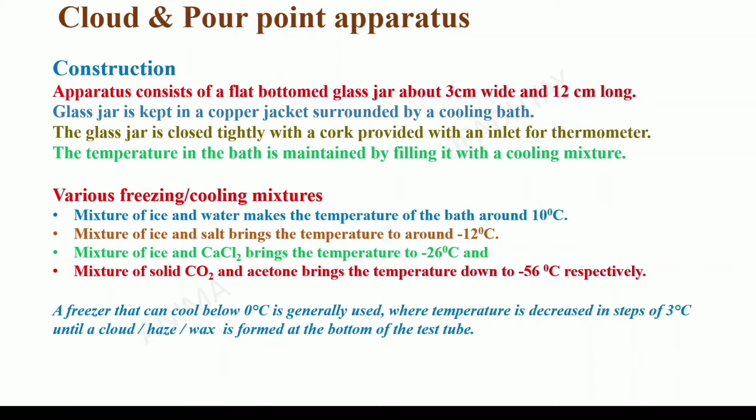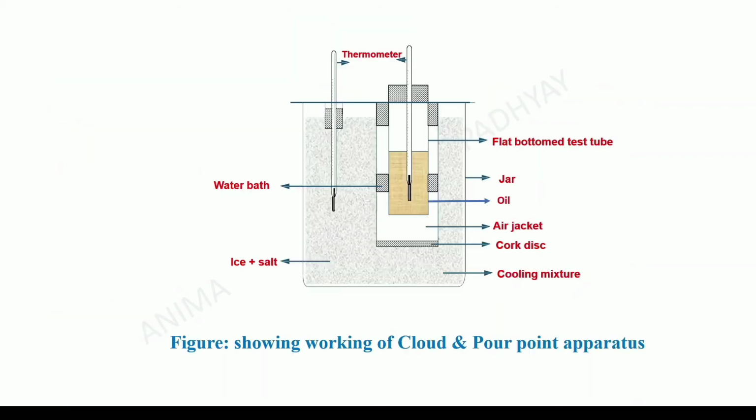So, in short, we can say that a freezer that can cool below 0 degrees centigrade is generally used when the temperature is decreased in the apparatus, and the temperature is decreased in steps of 3 degrees centigrade until a cloud or a haze or a precipitate is formed at the bottom of the test tube.